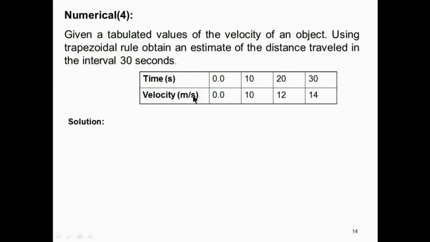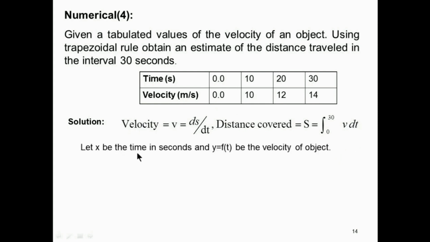We know velocity is the change in distance with respect to time, and we have to calculate the distance covered. So distance covered will be equal to v dt. As velocity is not constant, we have to take the integration between the limits of time, that is 0 to 30. So distance covered is equal to the integration of v dt between limits 0 to 30. This is an integration problem, and we have to find the area under this time velocity diagram.